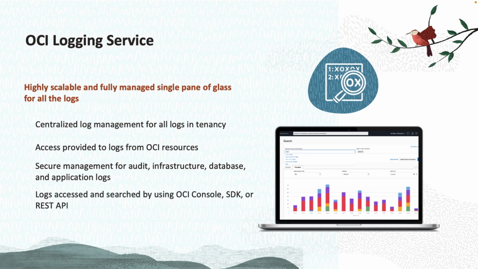There are different ways you can access these logs. You can access and search using the OCI console, SDK, and REST API. You can run rule-based actions on log events, like taking an action on specific log events. Logging service has a feature called Service Connector that will move logs to other destinations like monitoring. So you can create alarms on log events or move logs into object storage or any other third-party tools.